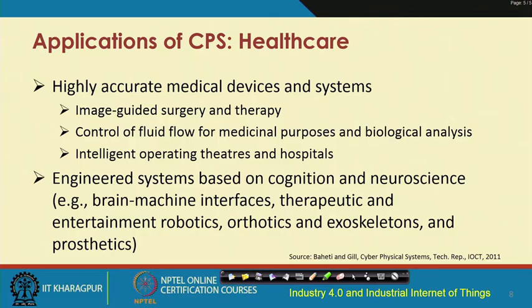So let us now talk about other kinds of engineered systems, such as exoskeletons, orthotics, entertainment robotics, therapeutic robotics, brain machine interfaces, prosthetics, and so on. So these are other types of examples of cyber physical systems and their use in healthcare, and these are based on cognition and neuroscience.